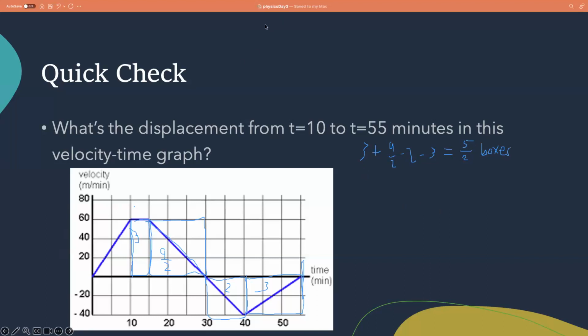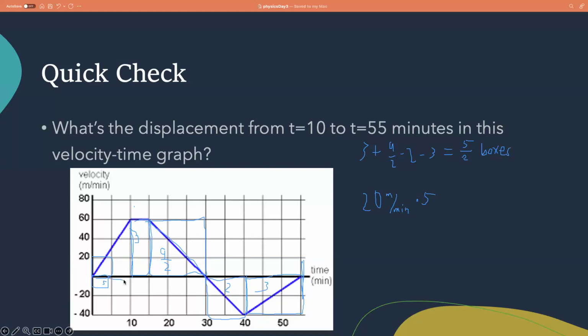The next step is to actually find how big one of these boxes is, because we're looking for the displacement, not just however many boxes. So one of these boxes here, you'll see that one box is 20 meters per minute. Using units is always helpful. We'll be going over dimensional analysis tomorrow, but here's a small preview of that. And this is 5 minutes.